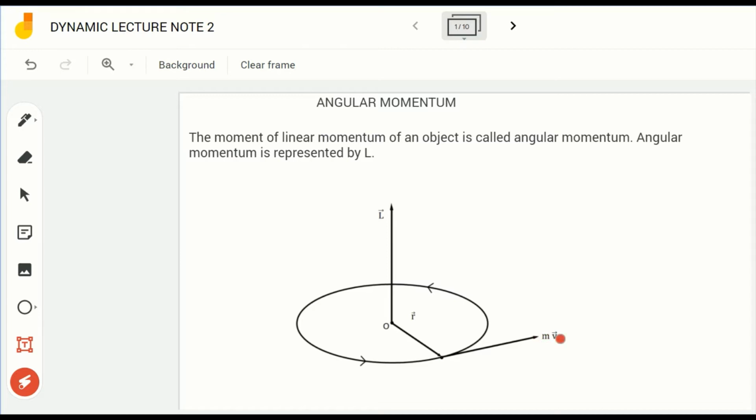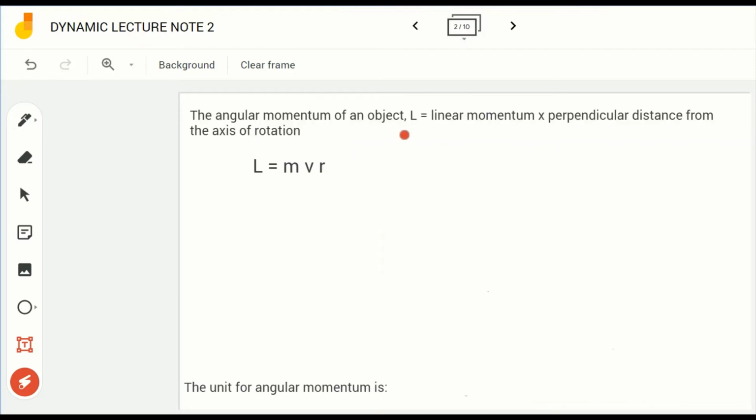It is the moment of linear momentum, and the symbol we use to represent angular momentum is capital L. We use L to represent angular momentum. Now, let's look at the formulas we have for angular momentum.